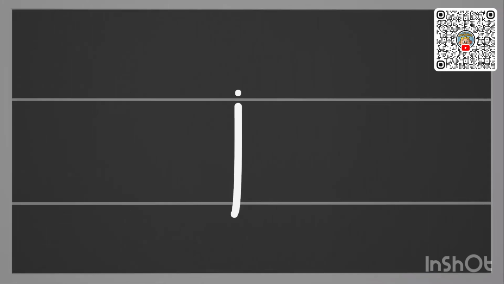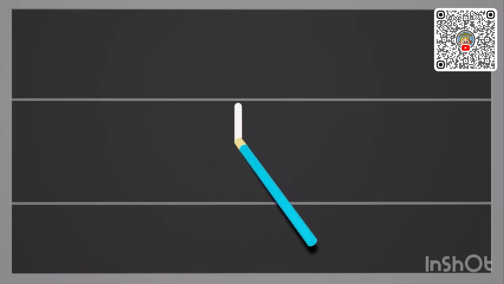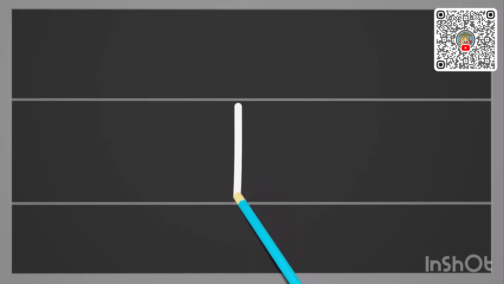Small j. Draw a standing line from the middle going down below the bottom with a small backward curve. Add a small dot above the line. Small j.